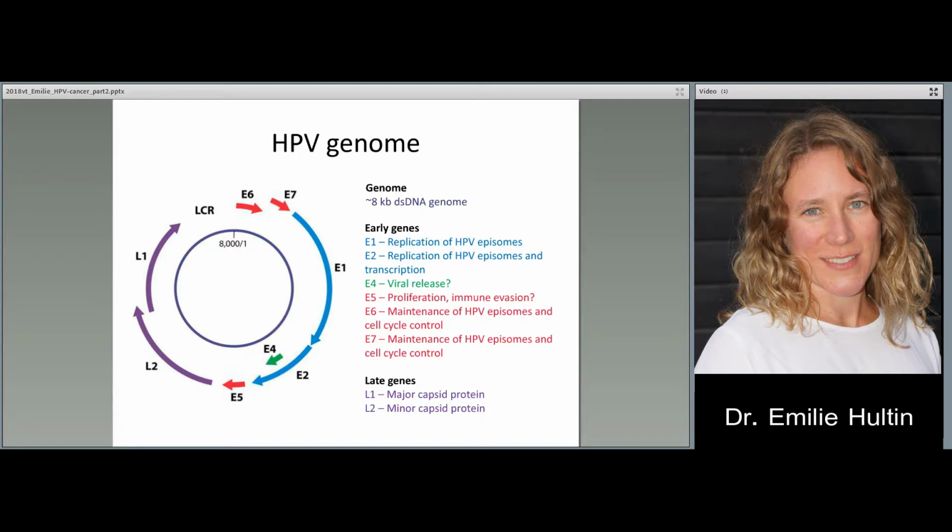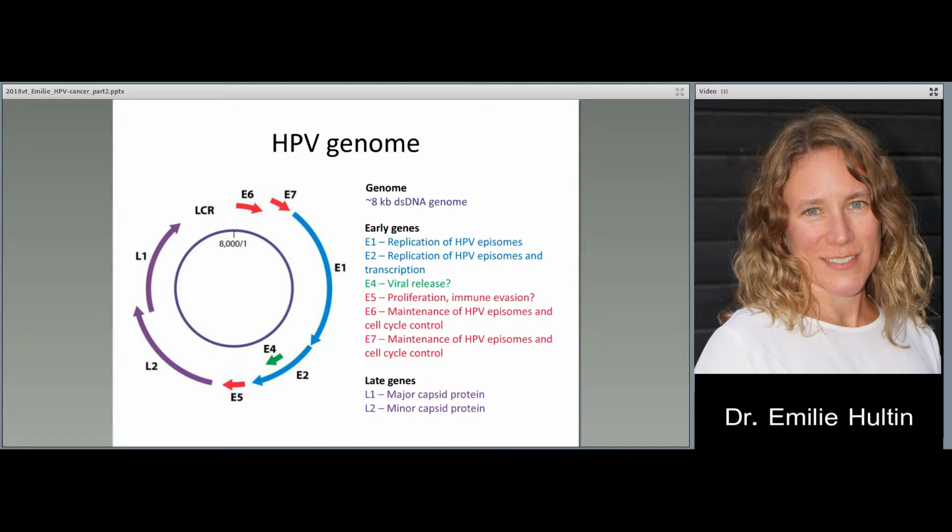So first I would like to show you the HPV genome. The HPV genome contains 8,000 base pairs, and these 8,000 base pairs code for several different genes. We have early onset genes, named E1 to E7, and we have some late onset genes, L1 and L2.